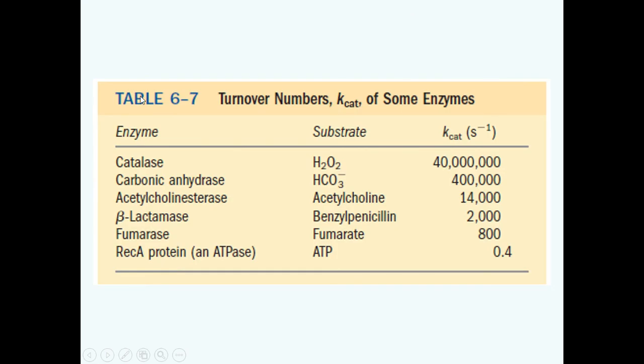This table shows the turnover number of some important enzymes. So these are the various enzymes shown here. These are the substrates, and this is the turnover number. The turnover number shows how many molecules of the substrate are converted by one molecule of the enzyme per second. So it is a ratio of the substrate being converted by a given amount of the enzyme. You can see that for catalase, this value is quite high, and for other enzymes, the turnover numbers are given. The greater the turnover number of the enzyme, the higher is the kinetic efficacy of that enzyme.